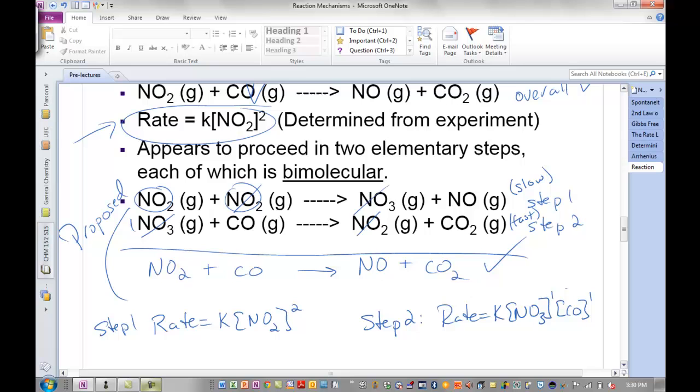Now, this one is labeled as our fast step. It's not going to be our rate determining step, so this will not match experimental. The slow step, which we're calling the first step, if it's a valid mechanism, the rate law written from that slow step must match experimental. Does it? Yes. Okay? So this might seem to be a little convoluted because we're really working backwards. Okay, just to remind you to wrap this up.